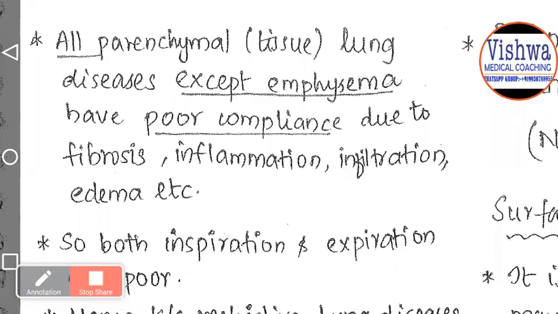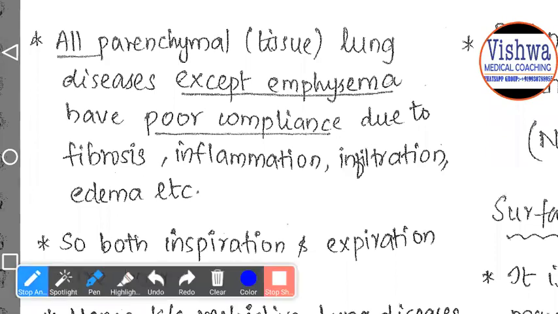So we were discussing the respiratory physiology. I think we were at this particular point. Let's go to the other basic points about the respiratory physiology. Now, what does this statement say?